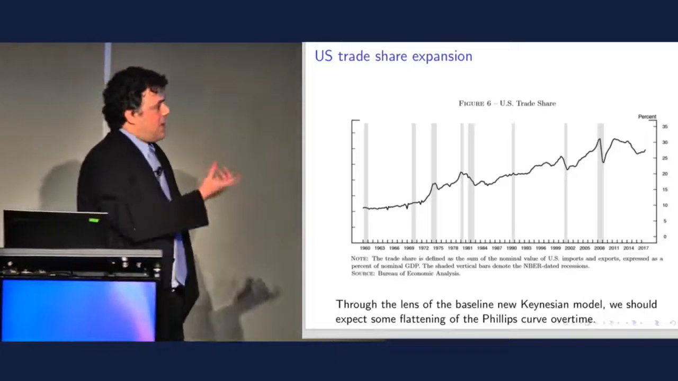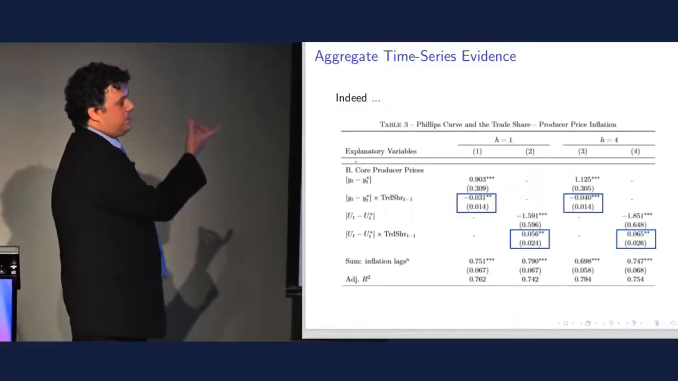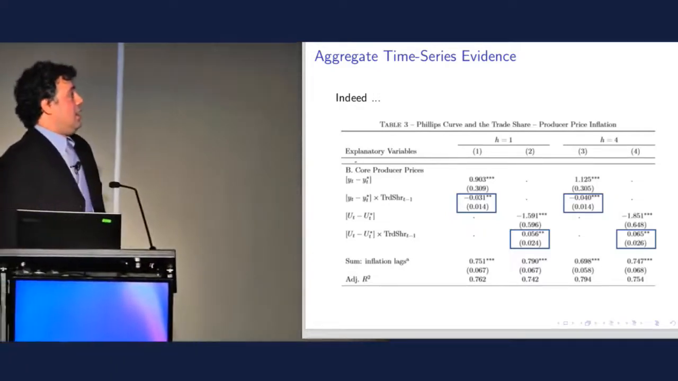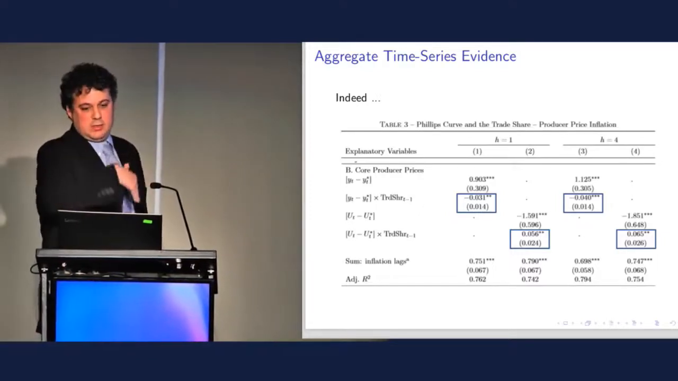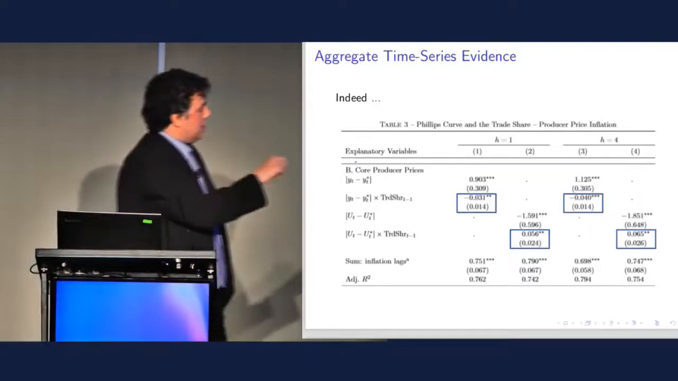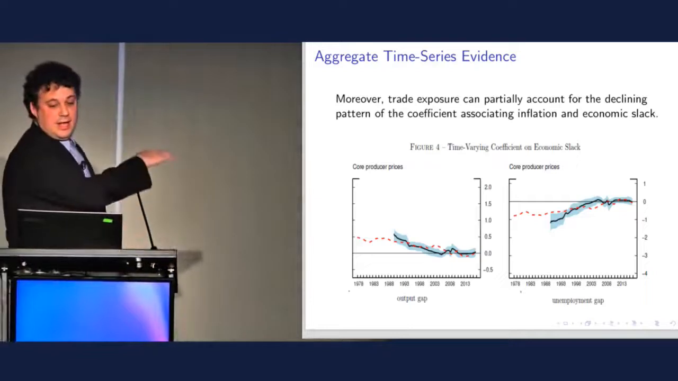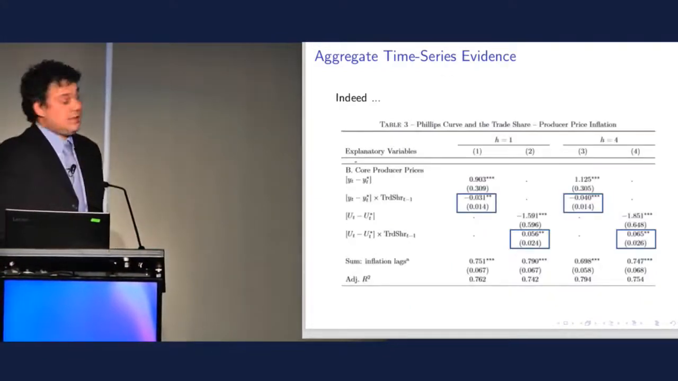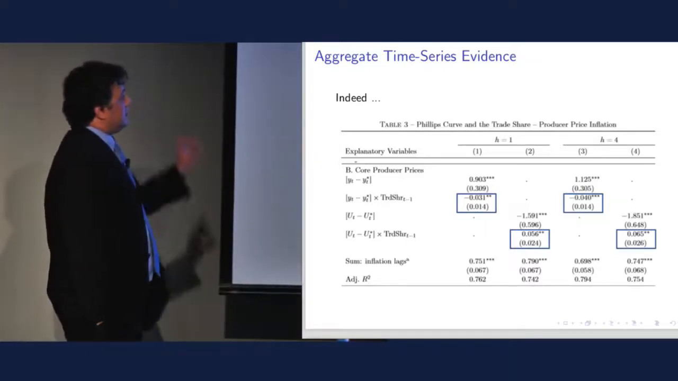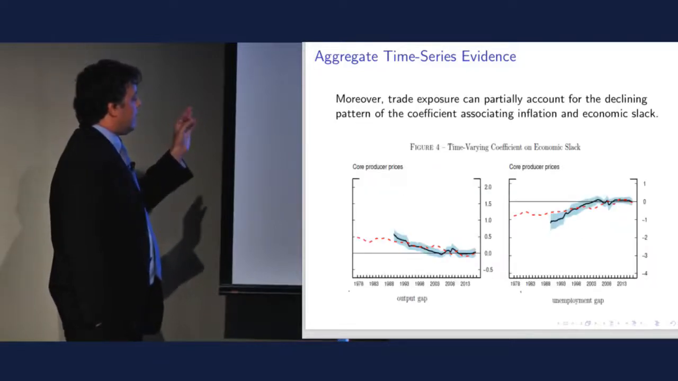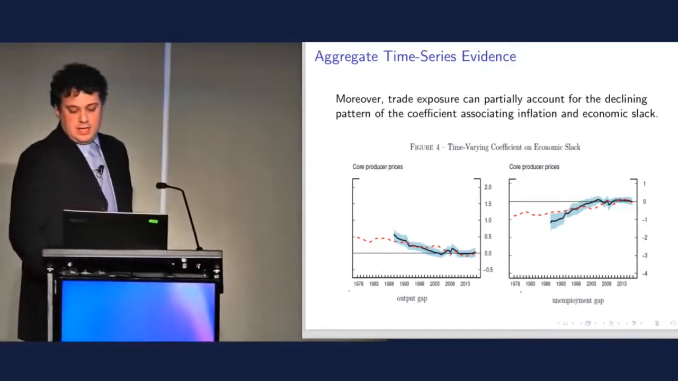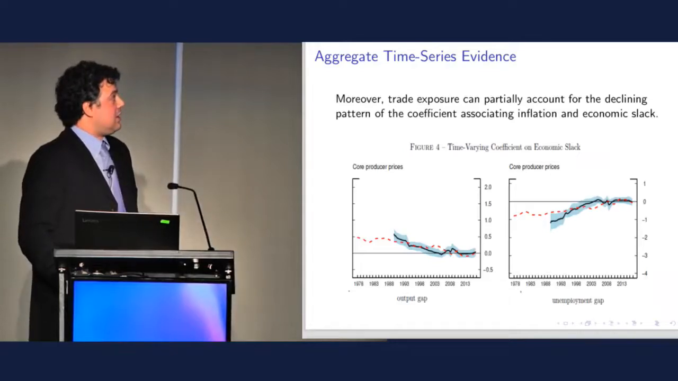And once you interact that trade share with measures of output gap, that's what Simon found in the paper. Of course, any series with a steady trend might do that job. So, it's more than that: that interaction can explain partially the declining pattern of the coefficients associating inflation and economic slack if you run a rolling window regression. But of course, any series with a steady trend could do the job.